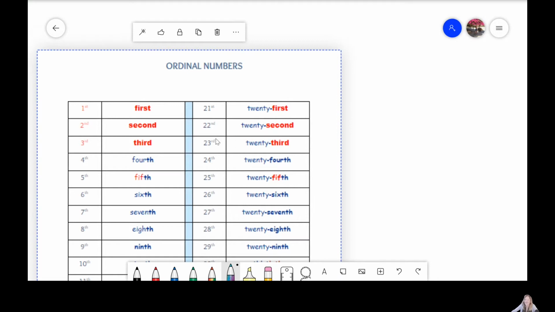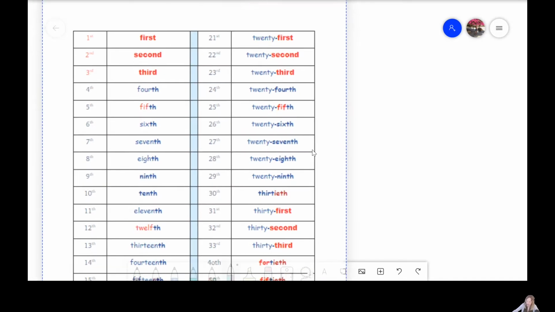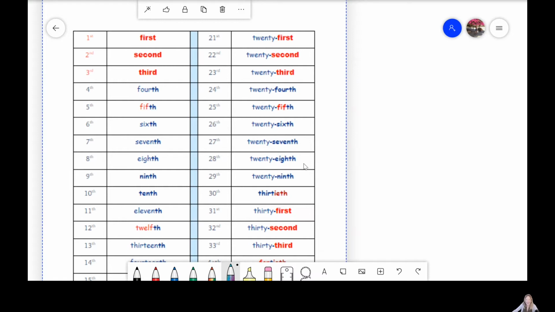21st. Repeat after me. 22nd. 23rd. 24th. 25th. Not "twenty-fiveth", 25th. Really good job. 26th. 27th. 28th. 29th. Then, not "twenty-tenth", 30th. And 31st. I'm going to stop there.